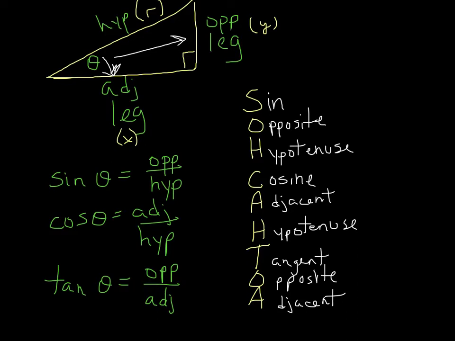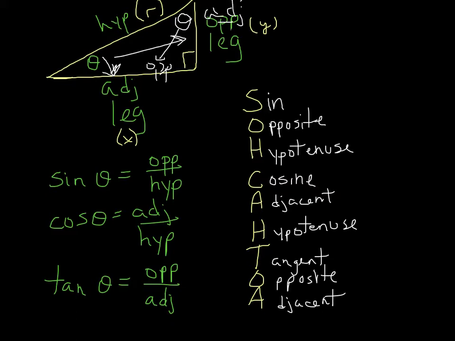Now this idea of opposite and adjacent depends on where the theta is. If I were to move theta up here into the top angle, then this becomes the opposite side, and this one would become the adjacent side.